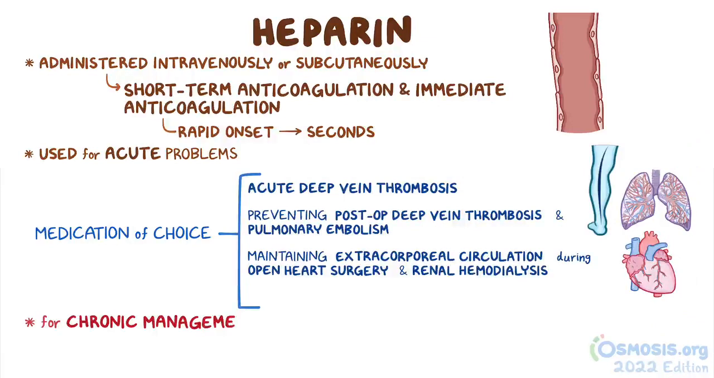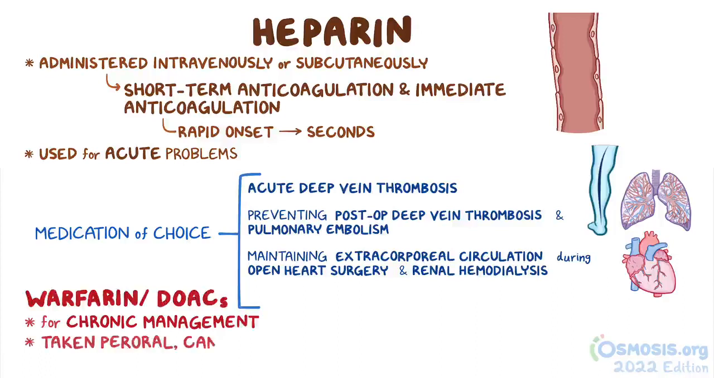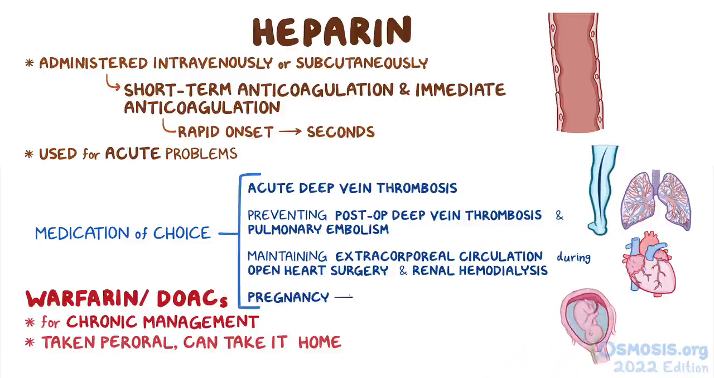For chronic management, warfarin or direct oral anticoagulants, or DOACs, are usually preferred since they can be taken per orally and the person can take the medication home. However, heparin is the preferred anticoagulant in pregnancy because unlike other anticoagulants like warfarin, it does not cross the placenta and therefore it does not have any teratogenic effects.